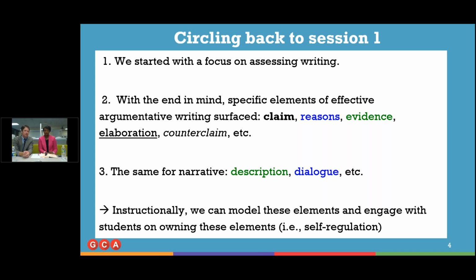So when we think about good fiction writing, or good narrative writing, we could think about rich description, using lots of specific detail about setting, about character, so on and so forth. We could think about the element of dialogue. Really good fiction, occasionally when it makes sense, includes really good dialogue. So we're really going to be talking about modeling these elements as we talk today in our second webinar.